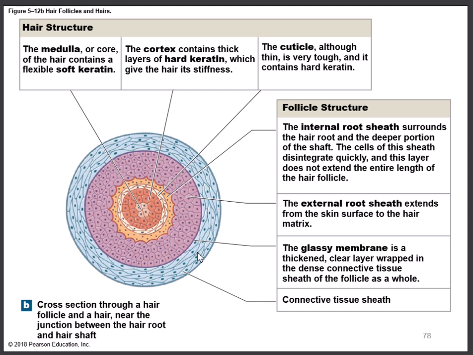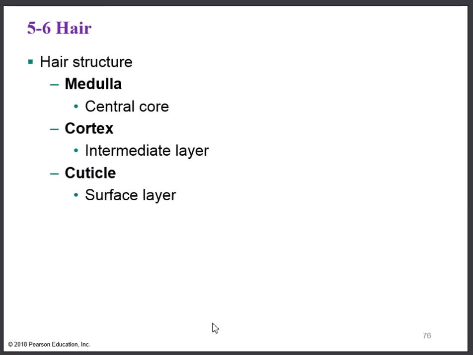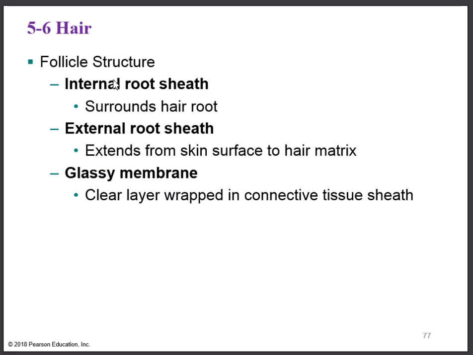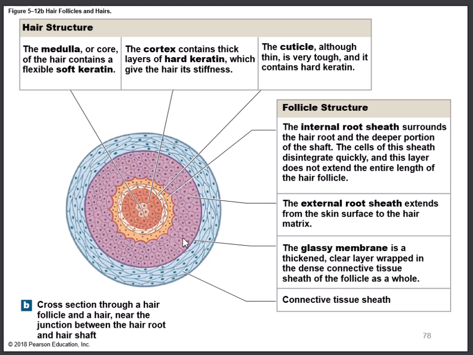Then these blue cells out here are actually the connective tissue sheath I was mentioning earlier that hold the follicle in the dermis. All right, so this is a great picture that shows the parts of the hair and the follicle. So again, going back to the notes, medulla, cortex, and cuticle are the three parts of the hair. The follicle: internal root sheath, external root sheath, and the glassy membrane. And again, all of that is going to be wrapped in a connective tissue sheath.